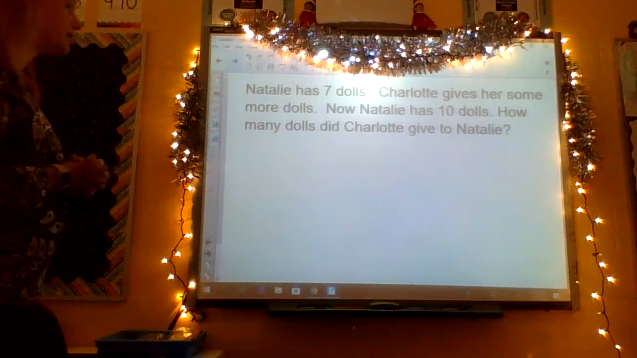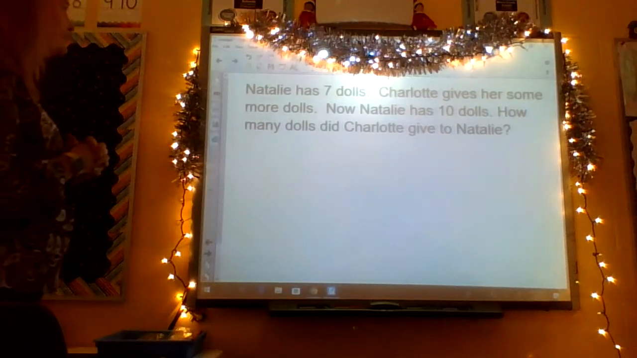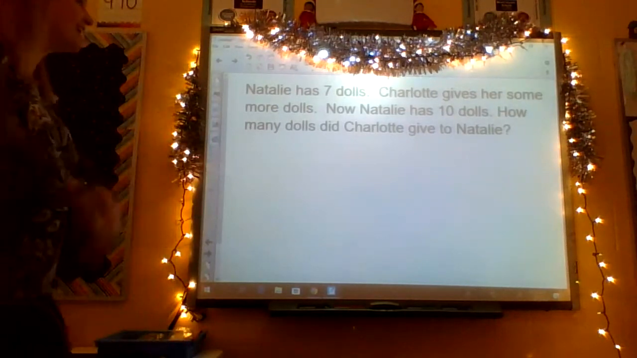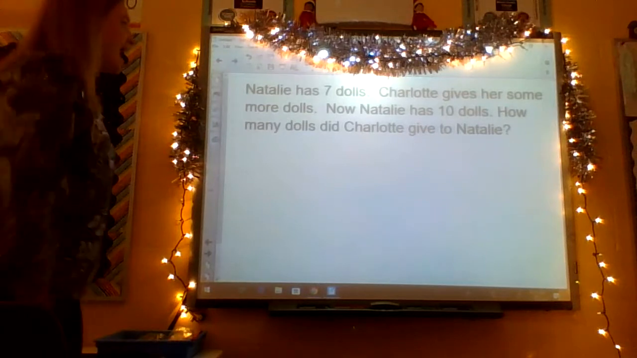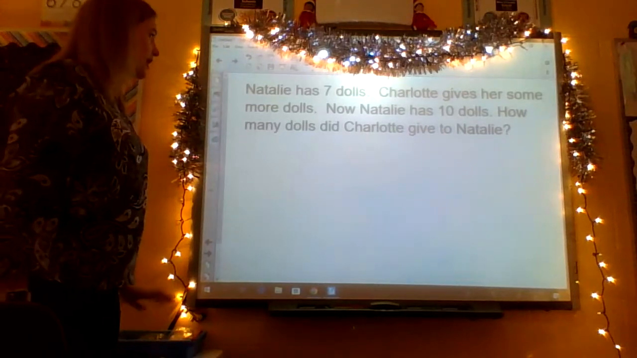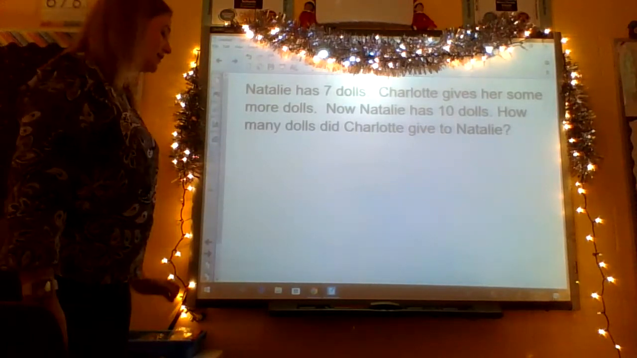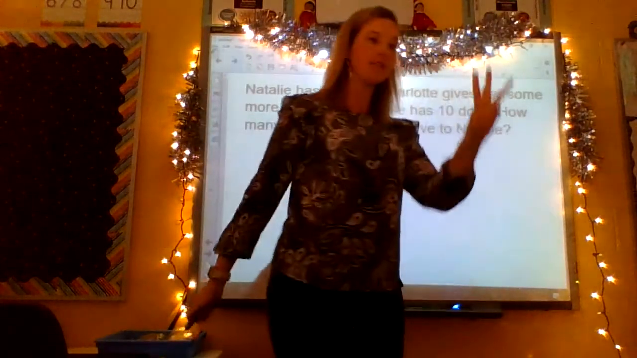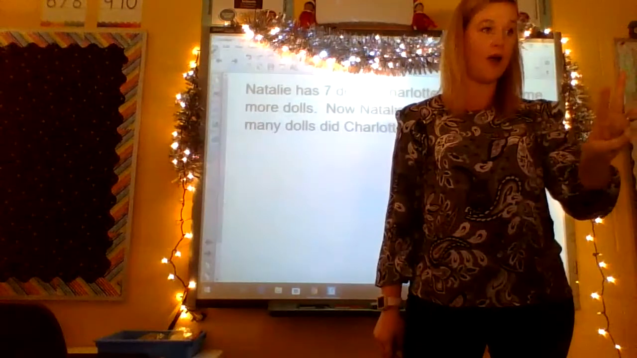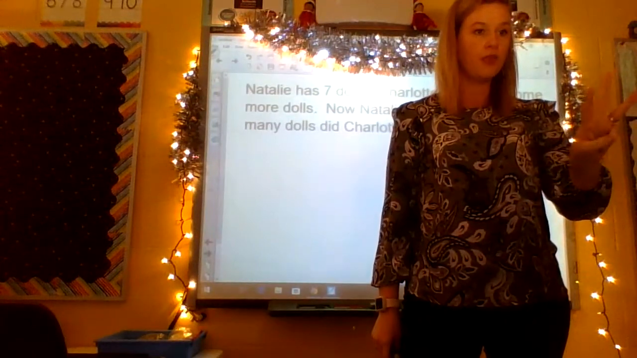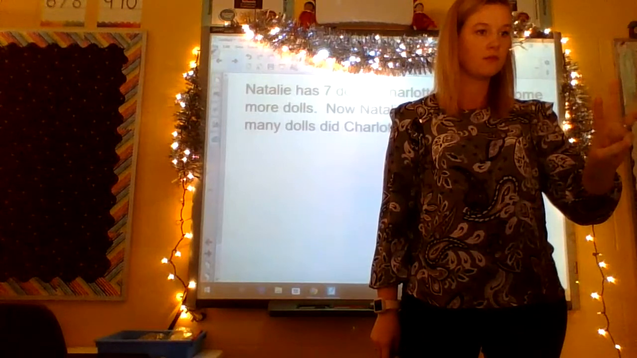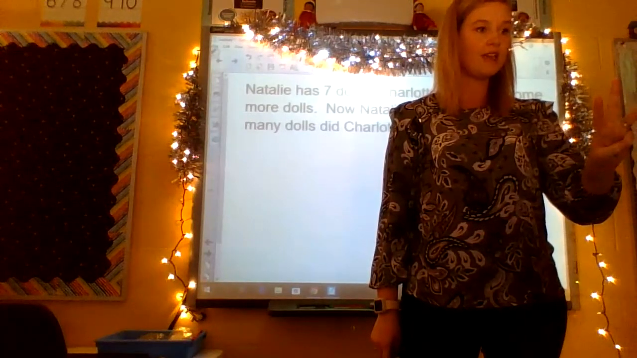So our word problem today says Natalie has 7 dolls. Charlotte gives her some more dolls. That's so nice. Now Natalie has 10 dolls. How many dolls did Charlotte give to Natalie? So who can tell me the 3 things I have to have for this word problem to solve it correctly? What are the 3 things I need? Jack?